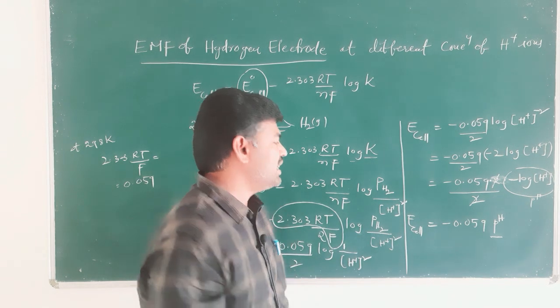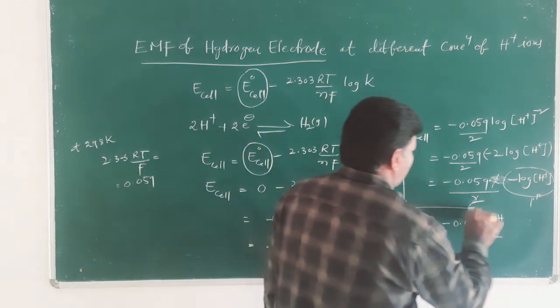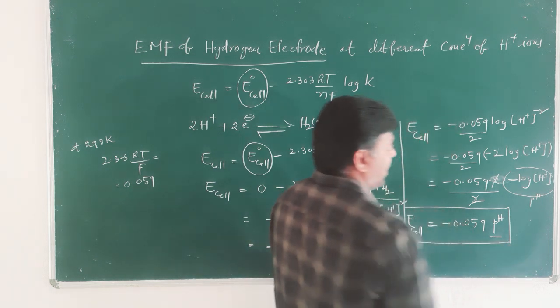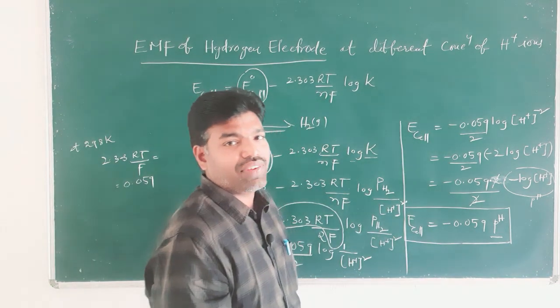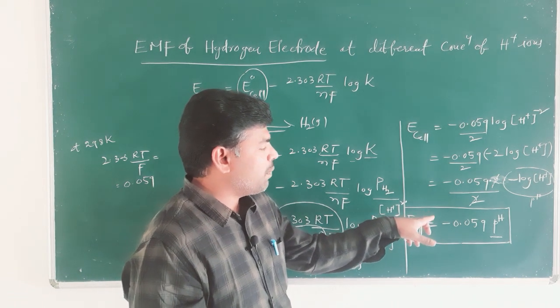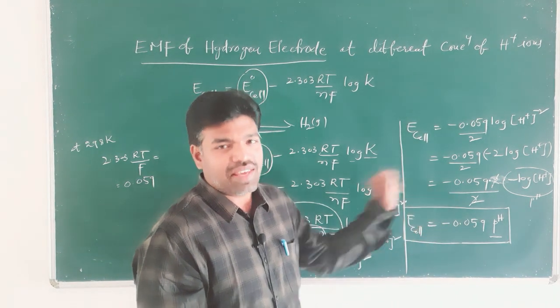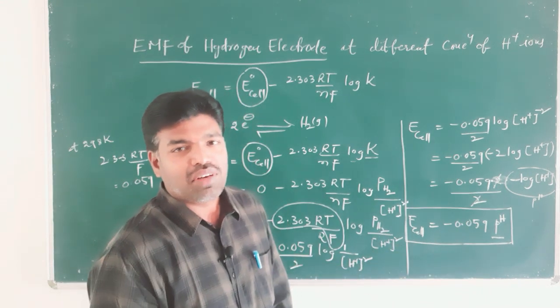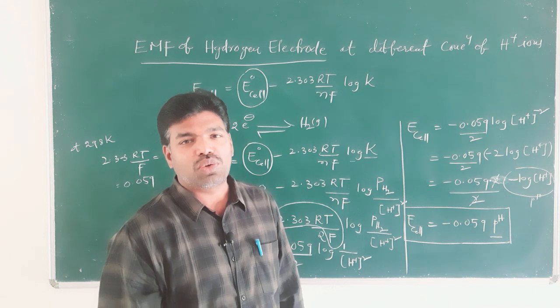Now, we shall see the problems. You should remember this formula, that is the EMF of the hydrogen electrode at different concentrations or at a different pH is E cell equal to minus 0.059 pH, right. You should remember that formula. Now, we shall go for one or two problems.